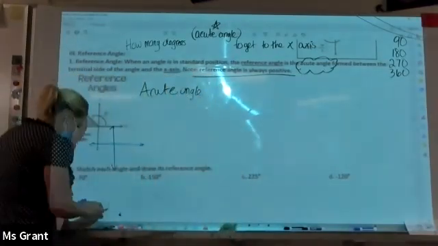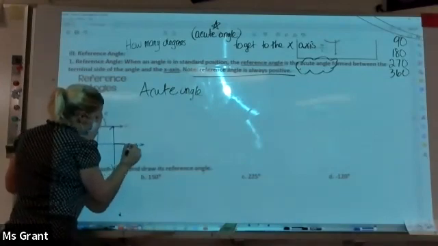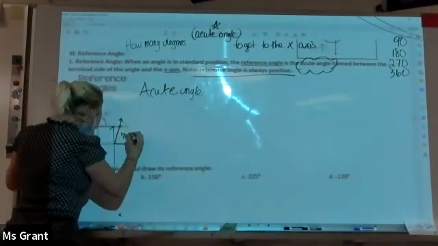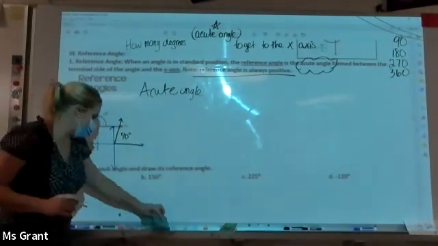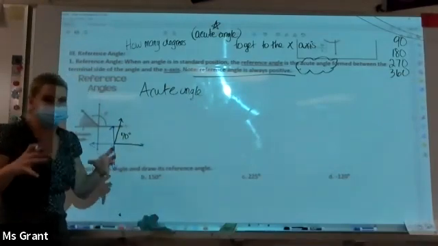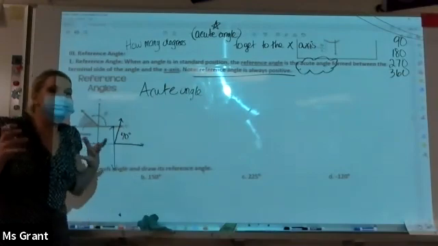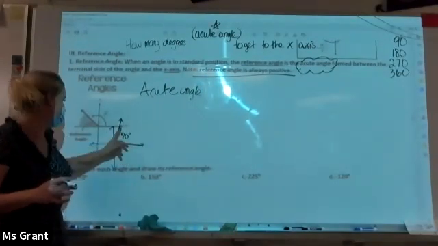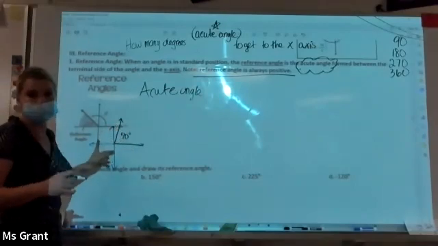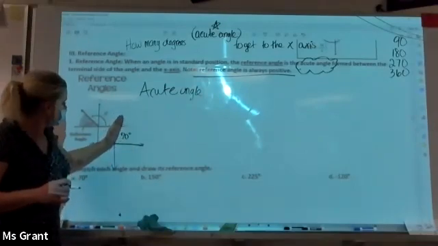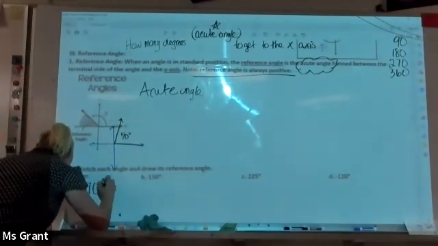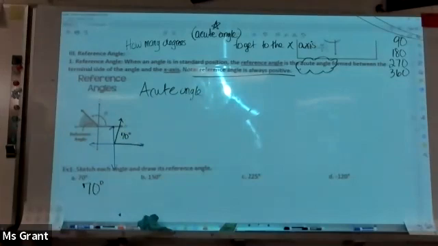So 70 degrees is kind of an anomaly because look, 70 degrees goes to like there. So I'm going to ask you, how many degrees, and it's acute angle, what acute angle is going to get me back to the x-axis? I can't go this way because that would be obtuse. This one is itself. The reference angle is 70.